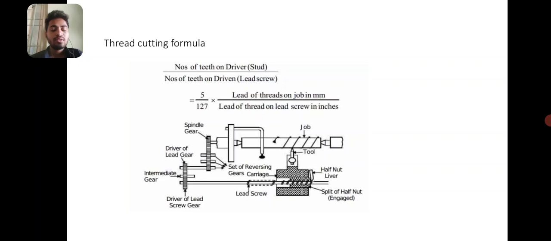Here we have the thread cutting formula. Thread cutting formula is equal to number of teeth on driver by number of teeth on driven. Here we are showing the thread cutting.